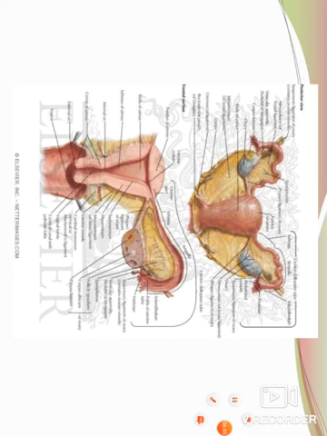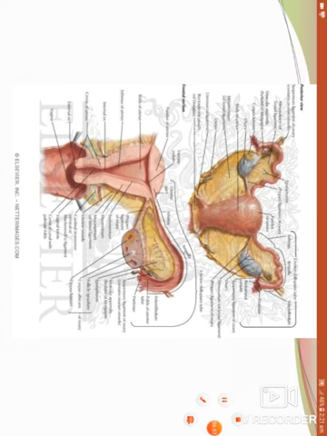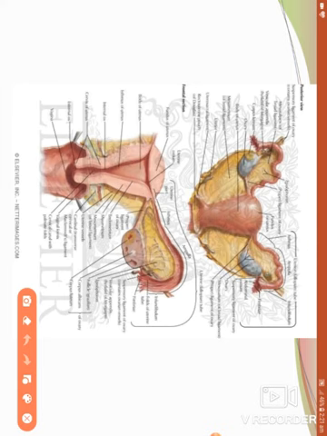Then in this figure you can also see the posterior view. Are you seeing the posterior view? In the first figure, this is the uterus. You can see the fallopian tube, ovary. See here, this is the uterine cavity. Here you can see the fallopian tube, this ovary, and this is the vagina.